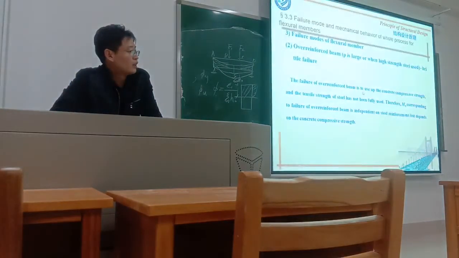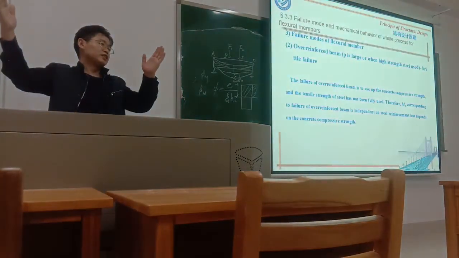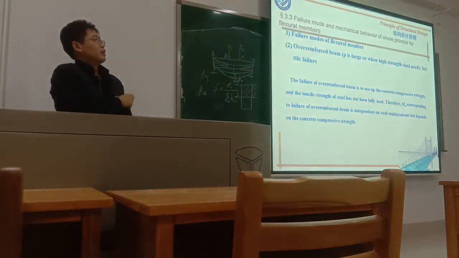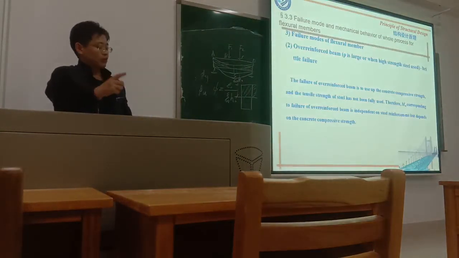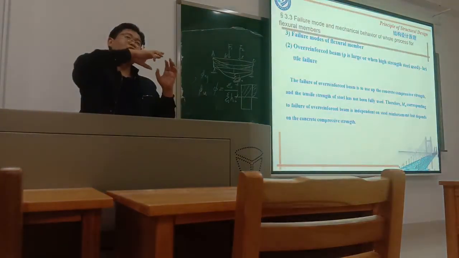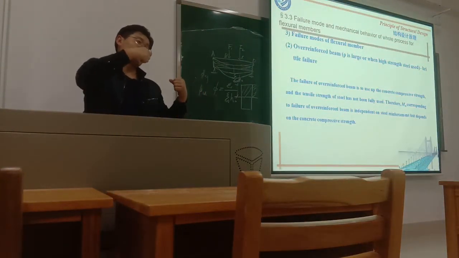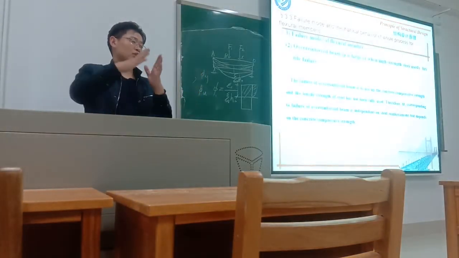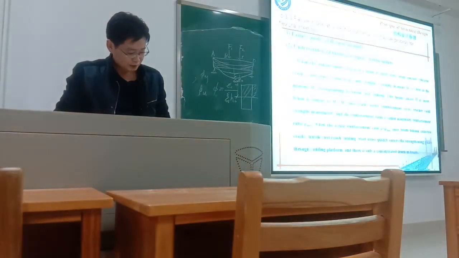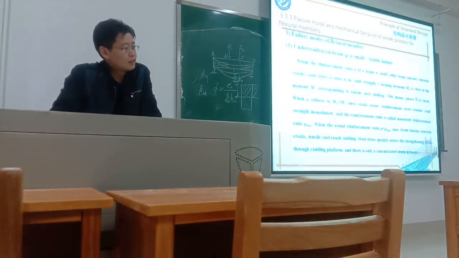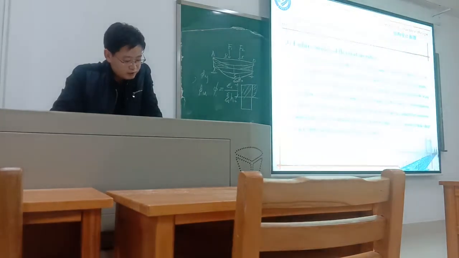For the over-reinforced beam, the steel has not reached the yield strength, but the concrete crushes. It hasn't reached its yielding strength, but it's still cracked. So phase two becomes very short, and phase three becomes very short. So the over-reinforced beam is about phase three. You see, we see this figure.